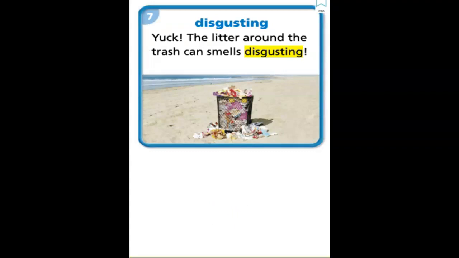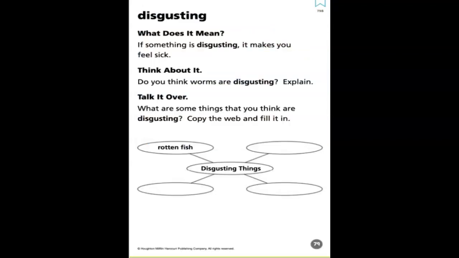Number 7. Disgusting. Yuck! The litter around the trash can smells disgusting. What does it mean? If something is disgusting, it makes you feel sick. Think about it. Do you think worms are disgusting? Explain. So I think worms are disgusting because they are slimy. What about you? Do you think worms are disgusting?